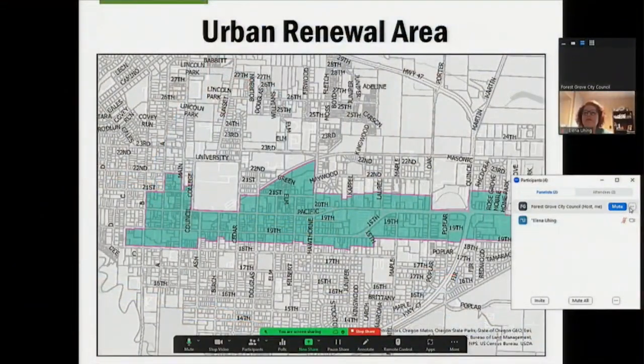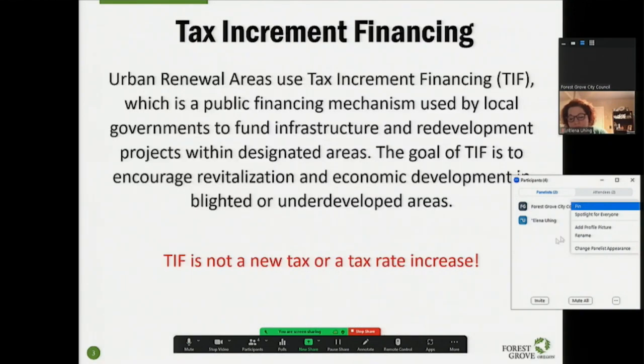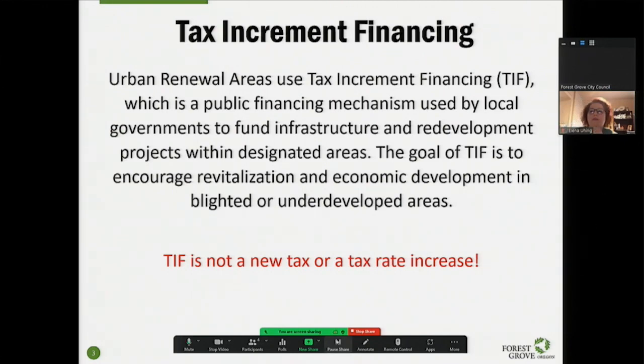This is a map of our urban renewal area. The area covers commercial, residential, and transitional areas. Slide, please. Our urban renewal area uses tax increment financing to fund infrastructure and redevelopment efforts. The goal is to encourage private investment and revitalization of our blighted areas. The TIF is not a new tax or a tax rate increase. Next slide, please.